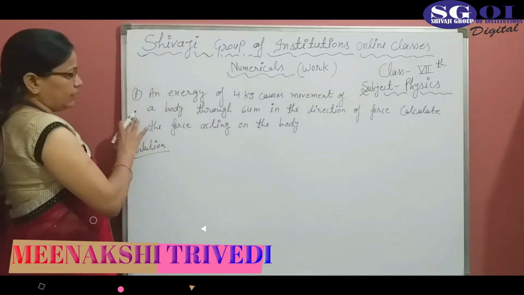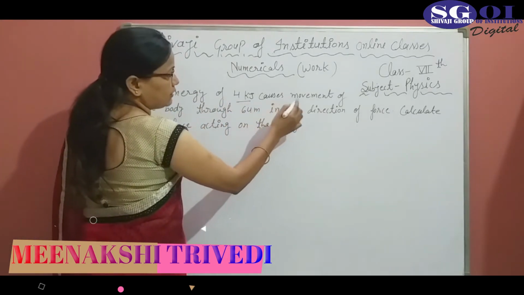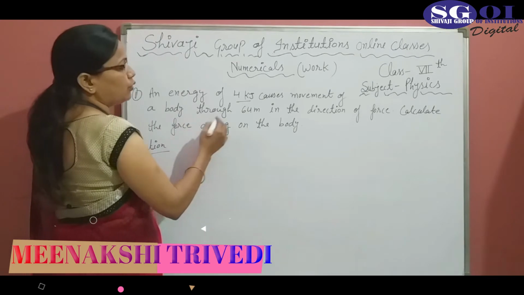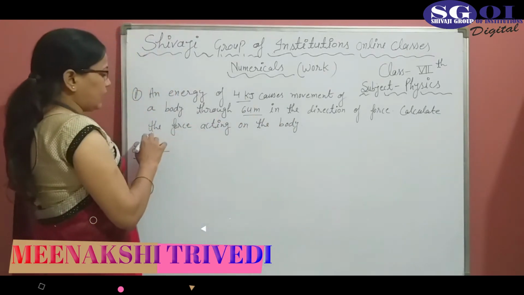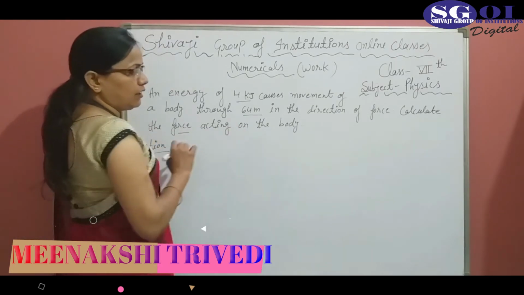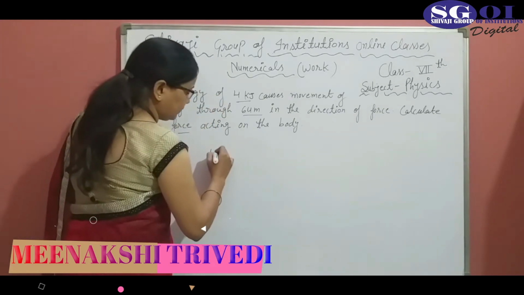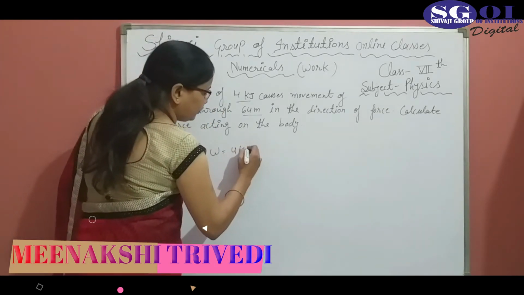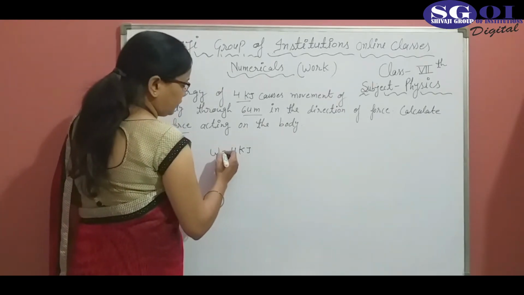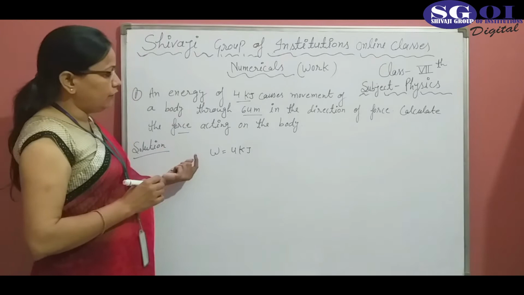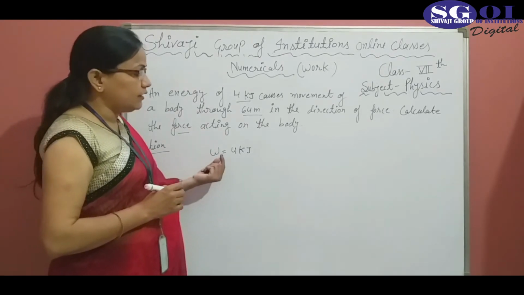So the first numerical is: an energy of 4 kilojoule causes movement of a body through 64 meter in the direction of force. Calculate the force acting on the body. Student, in this question energy is 4 kilojoule, which is denoted by W. Student, as you know that the unit of energy or the unit of work done is a joule.